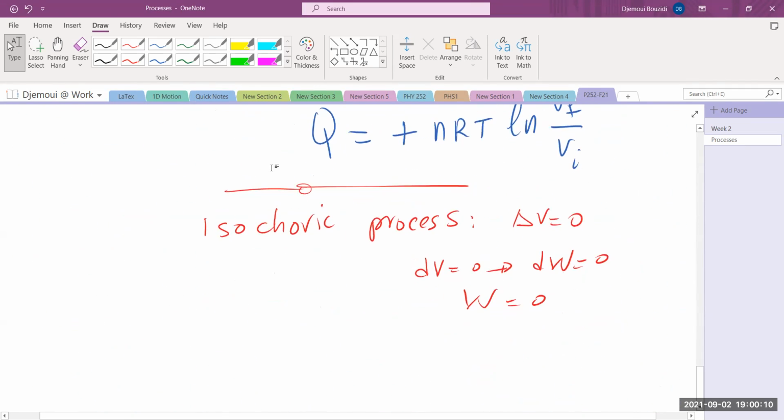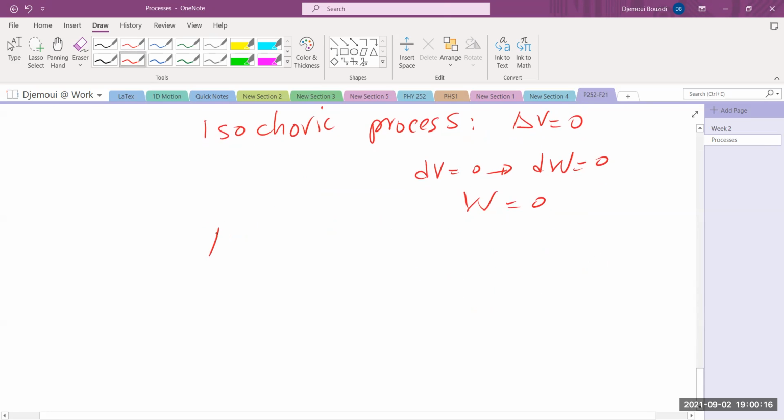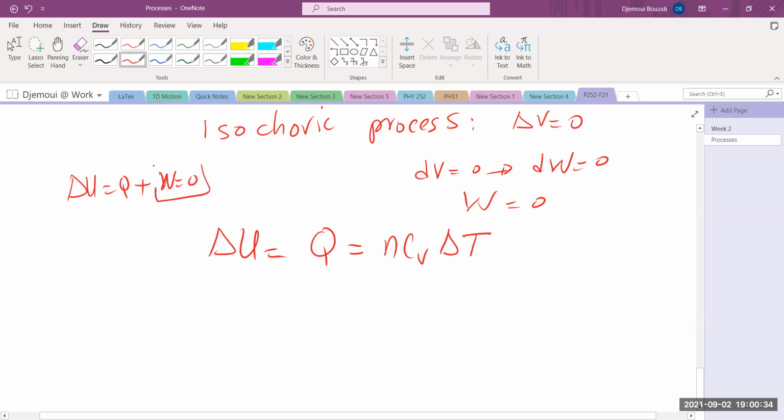Okay, so let's continue with this process in here, the isochoric process. So now we know in this case that delta U must be equal to Q, and I know this number is nCV delta T. So that's the answer to Q. Both of them are equal because W is 0. And from the first law, delta U is Q plus W, and W, I just argued, is 0 in this process. Okay?